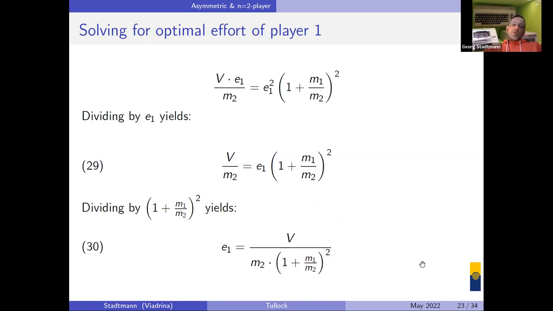On slide number 23, you have on top the equation from the previous slide, no modification at all. Now we have one E1 here and E1 squared there. When we divide by E1, then we get V over M2 is equal to E1 and the term in brackets. And now we have to divide by this stuff. And then we have isolated the effort level of player one on one hand side of the equation. We get E1 is equal to V over M2 times 1 plus M1 over M2 in brackets to the power of 2.